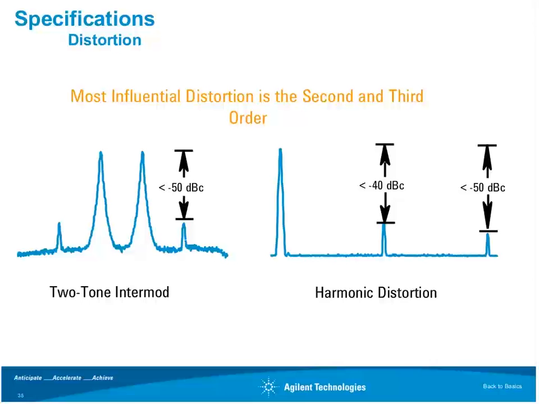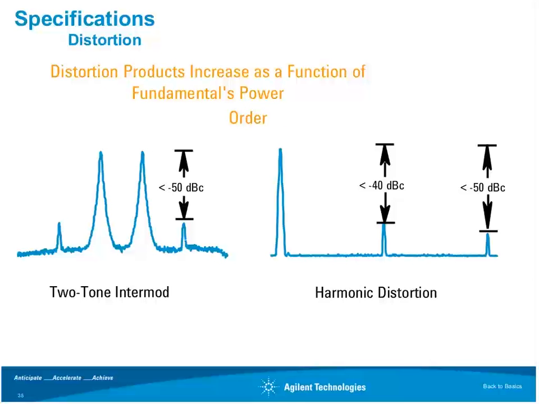So distortion, as you know, comes in different kinds. We have things like intermodulation distortion or harmonic distortion. Generally we classify these by the order of the distortion. So second harmonic would be second order distortion, a third harmonic or an intermod would be a third order product, and so forth.